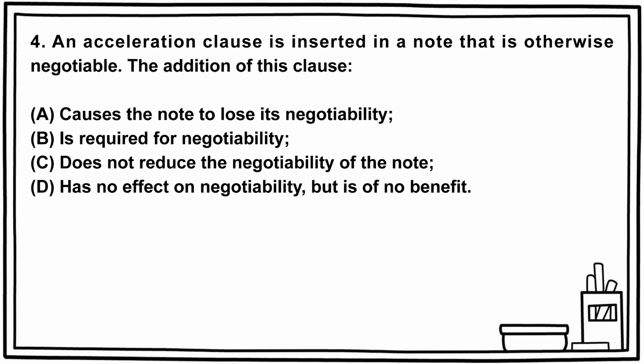4. An acceleration clause is inserted in a note that is otherwise negotiable. The addition of this clause: A. Causes the note to lose its negotiability. B. Is required for negotiability. C. Does not reduce the negotiability of the note. D. Has no effect on negotiability, but is of no benefit.